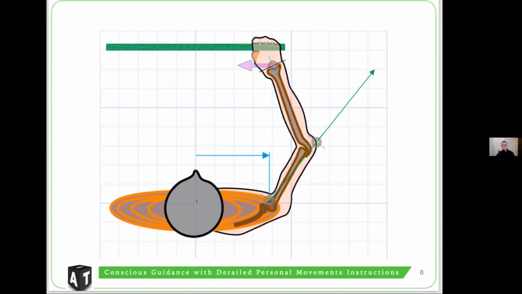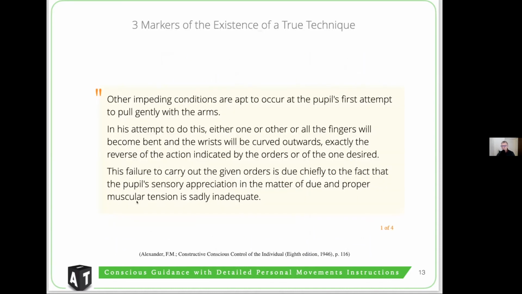One thing about the hands on the back of a chair procedure is this new realization that Alexander is sometimes talking about release, but very often he's talking about the proper tension. What is the proper tension in the mechanism of the arm? And that is very interesting. When he says the pupil's sensory appreciation in the matter of due and proper muscular tension is sadly inadequate. Due and proper tension is tension. Due and proper tension is not a feeling of release.